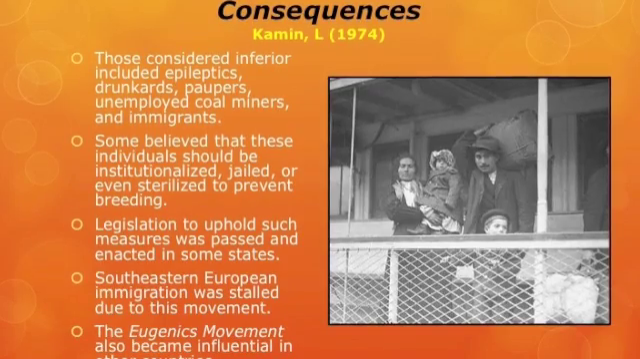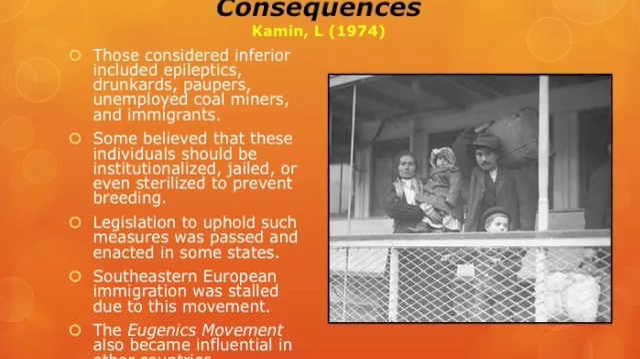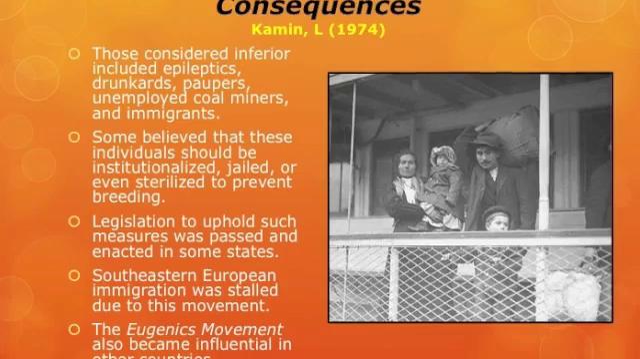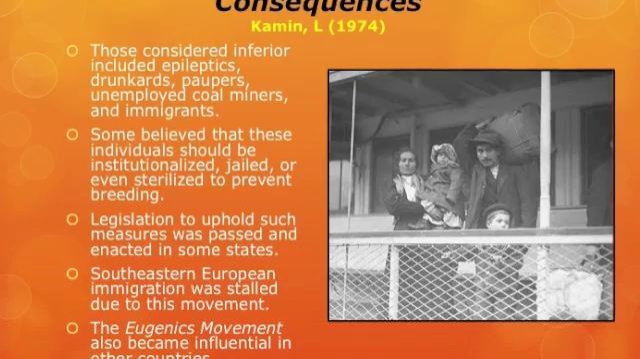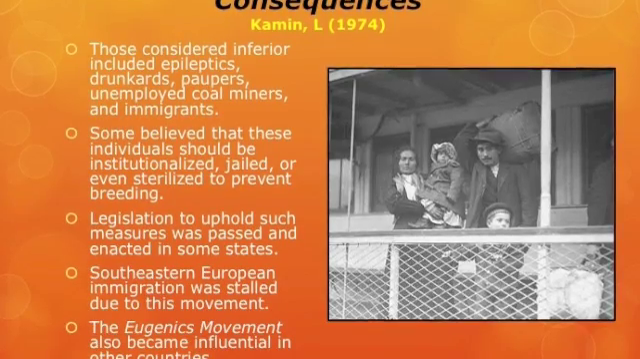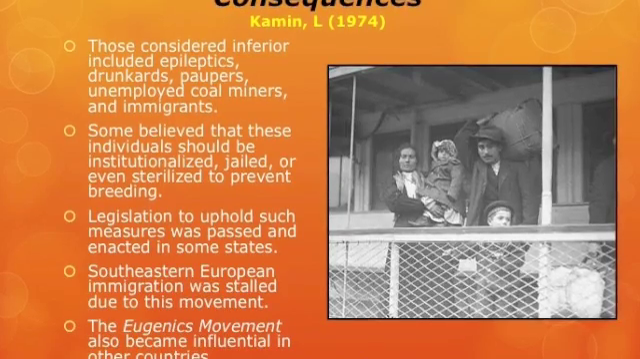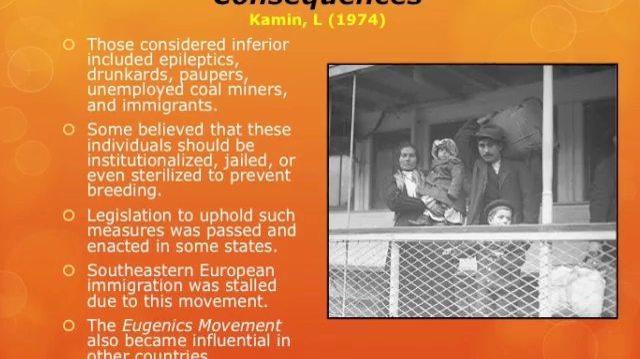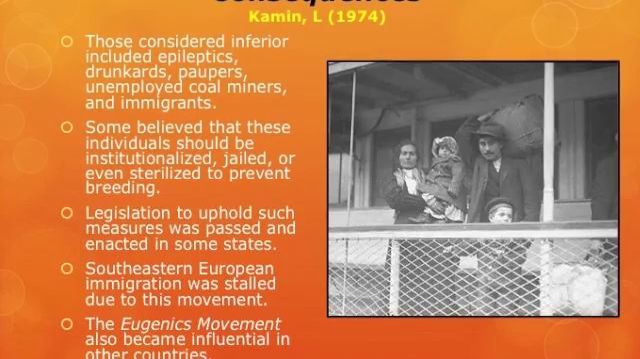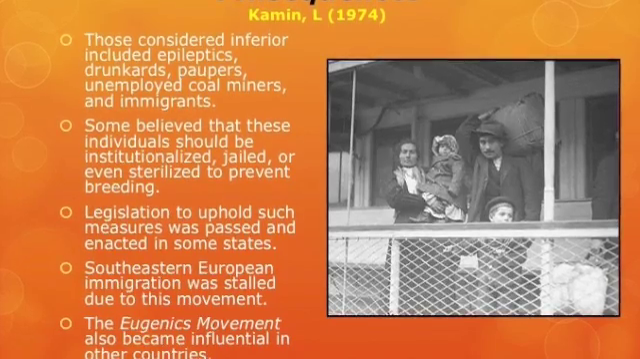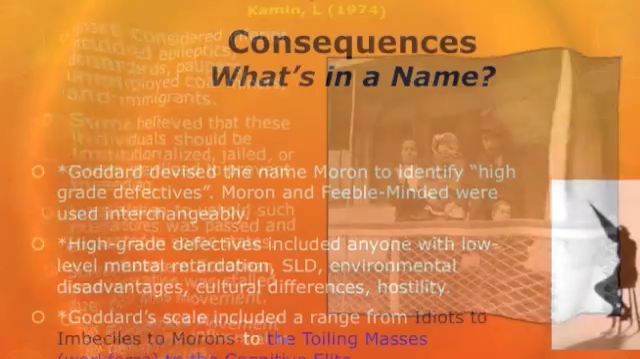People of certain races, such as African Americans, Mexican Americans, and Southeastern Europeans, were commonly considered inferior. Some believed that these individuals should be institutionalized, jailed, or even sterilized to prevent breeding. Legislation to uphold such measures was passed and enacted in some states. Additionally, Southeastern European immigration was stalled due to this movement, which was also becoming popular in other countries, most notably Germany. The horrors of the Holocaust would soon make eugenics theory unpopular.